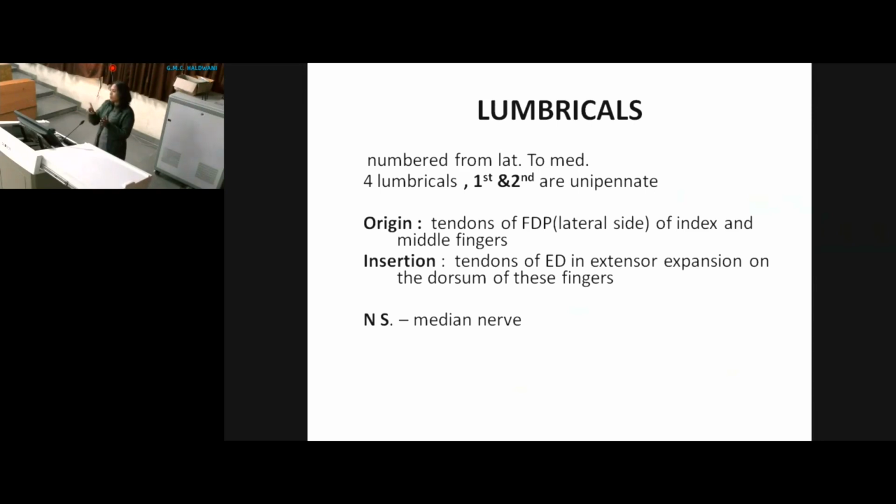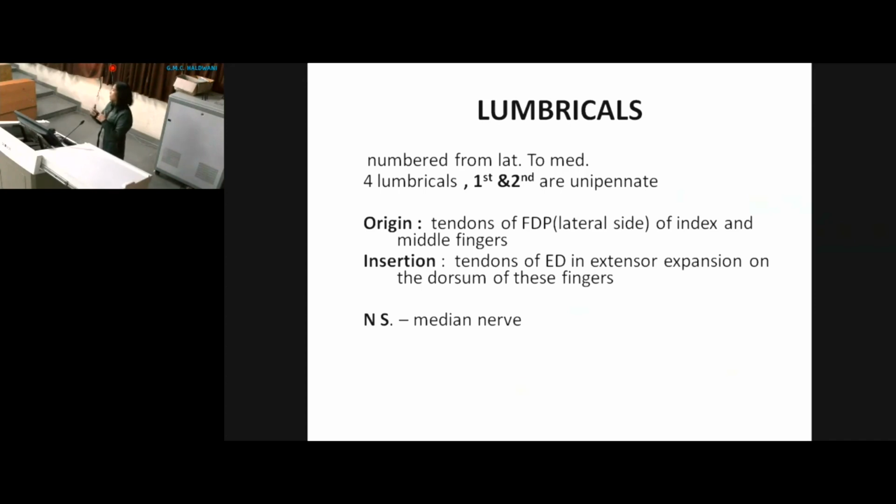The first and second arise from the lateral side of the flexor digitorum profundus tendons, which are for the index and middle fingers. These are the unipinnate muscles, and they insert into the extensor expansions on the dorsum of these fingers. On the dorsal aspect there is a triangular-shaped structure, which is called the dorsal extensor expansion, or simply the extensor expansion.